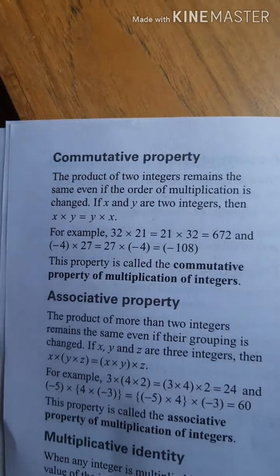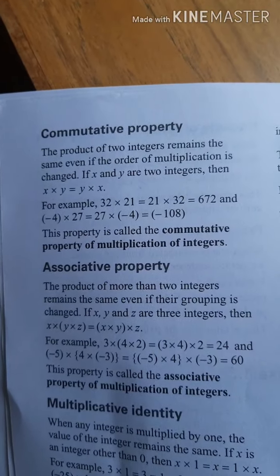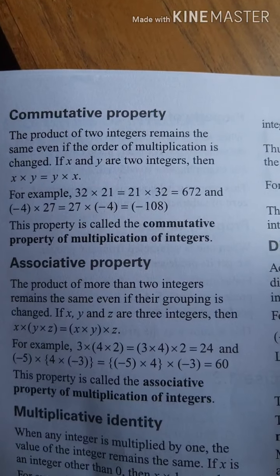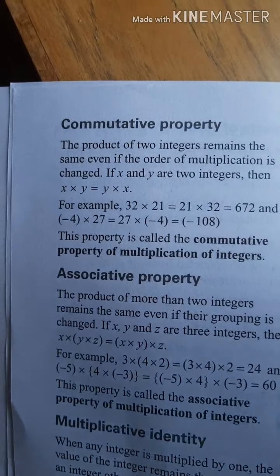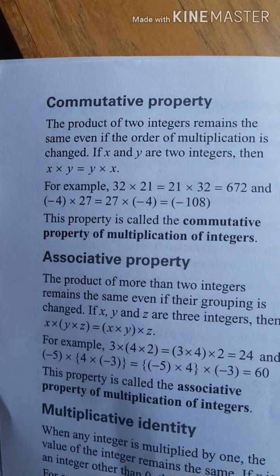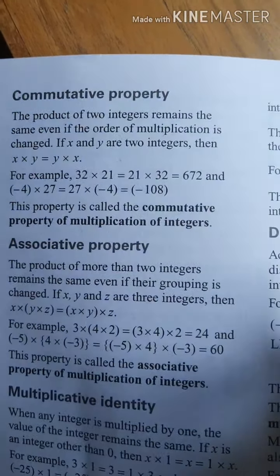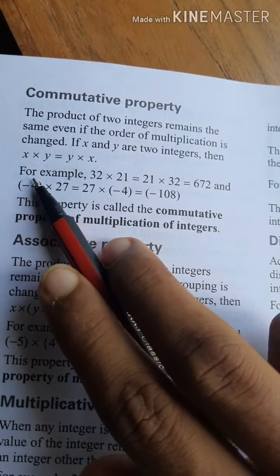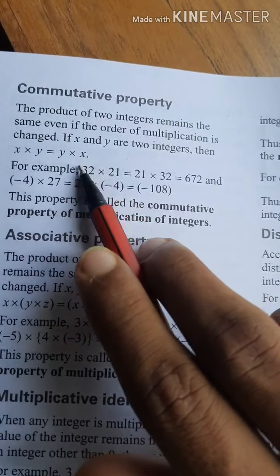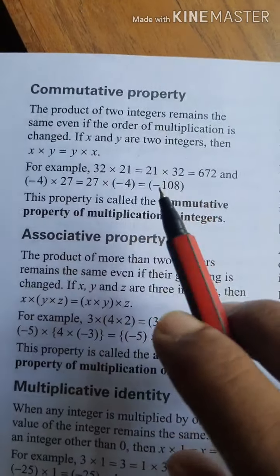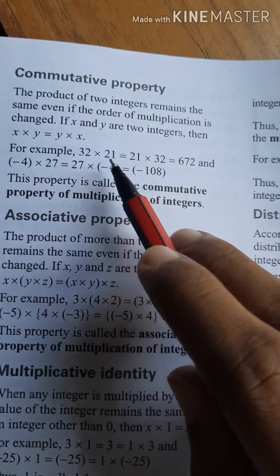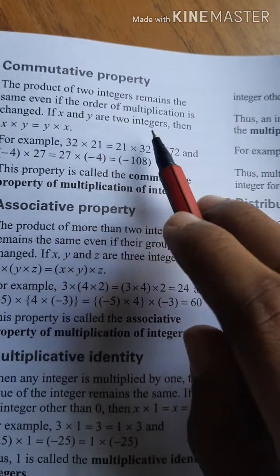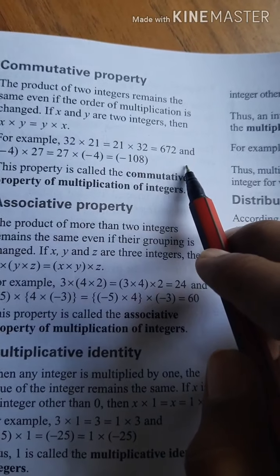What is meant by commutative property? Commutative property means A into B equals B into A, which means 2 3s are 6, 3 2s are 6. That's all. See, if x and y are both integers, if I multiply x into y or y into x, both I want to get equal. So they give an example, 32 into 21. If you multiply 32 into 21, you will get 672.